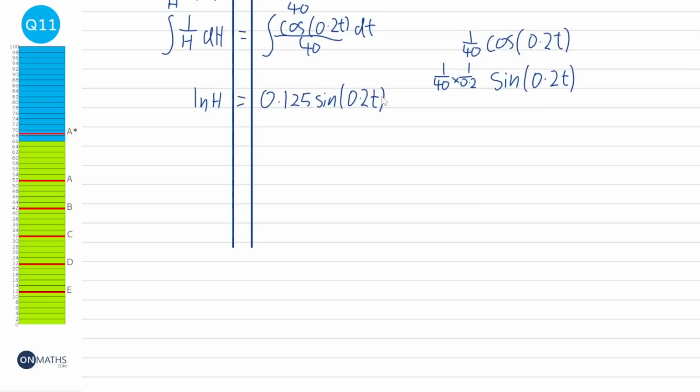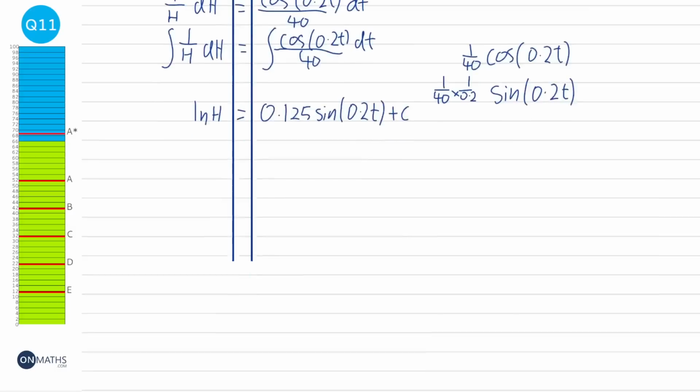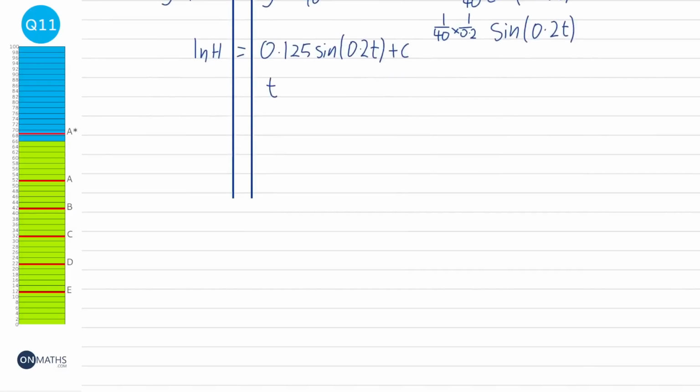Now in all these integrations we're going to have c. We're going to have c on the left and the right. We might as well just write it once, because it represents a value. Now it's important to note in the question it tells us that from the start the passenger is 6 meters above the ground. So when t equals 0, the height is going to be, so h is equal to 6. So let's write this again down here. When t equals 0, h equals 6.